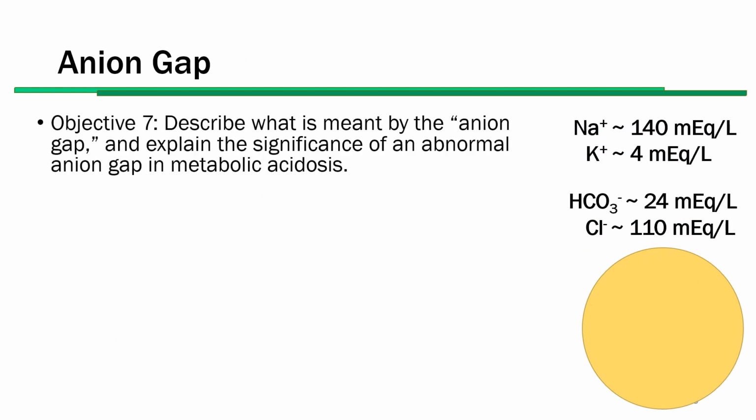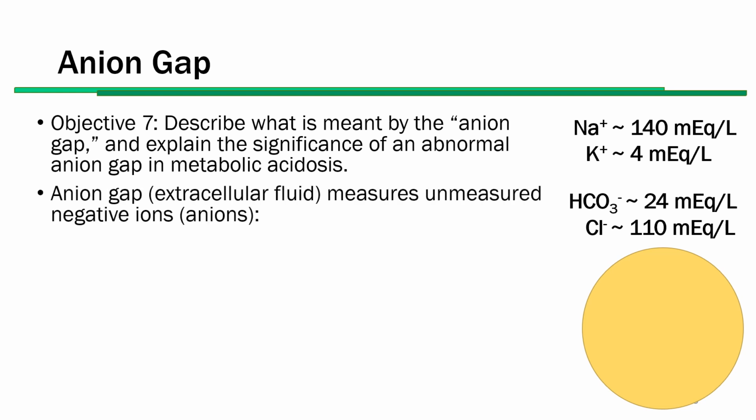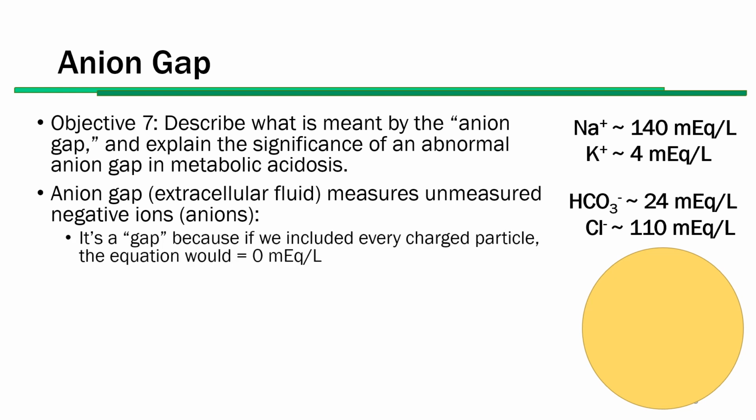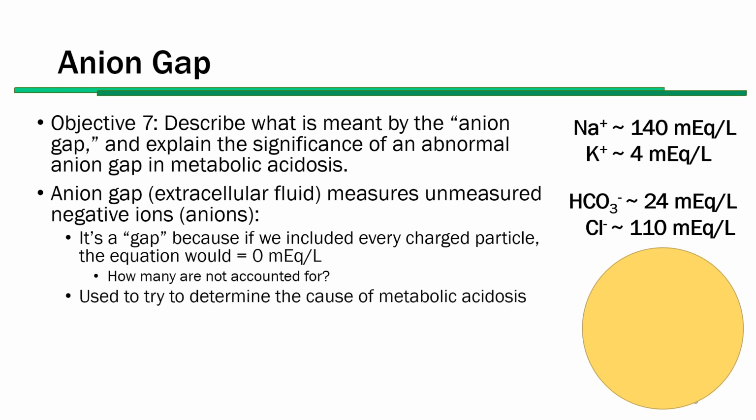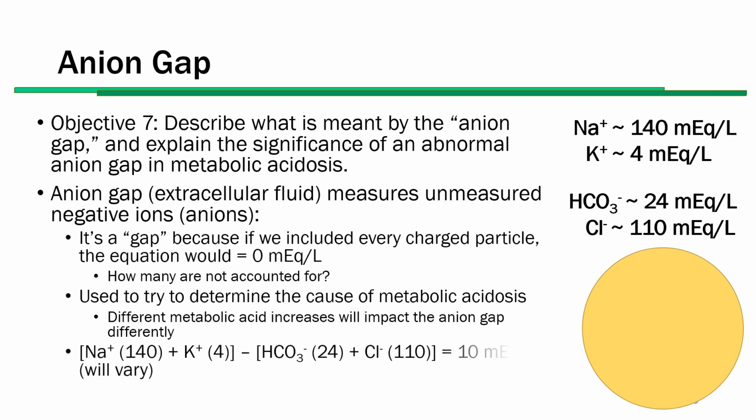Objective 7, describe what is meant by the anion gap and explain the significance of the abnormal anion gap in metabolic acidosis. The anion gap is a measure in extracellular fluid that measures unmeasured negative ions, or anions. It's a gap because if we included every charged particle, the equation would be 0 because it would be neutral. How many are not accounted for, though? That's what we're trying to look for. It's used to try to determine the cause of metabolic acidosis. Different metabolic acid increases will impact the anion gap differently, and you'll learn more about those clinically, but I want to explain what it actually is here. So when you hear about it, you'll kind of know what you're looking at.